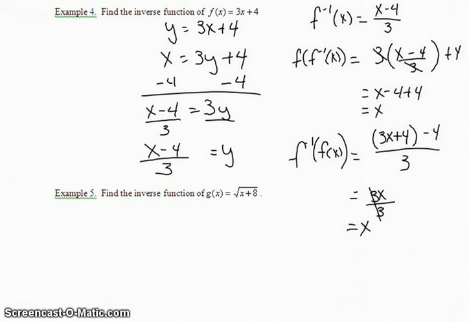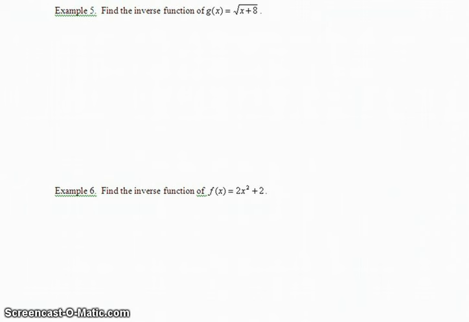Go ahead and try example 5. Remember to undo a square root. You are going to square to undo that. That's the opposite operation. Good luck on number 5. Start the video when you're ready. All right, let's see how you did.